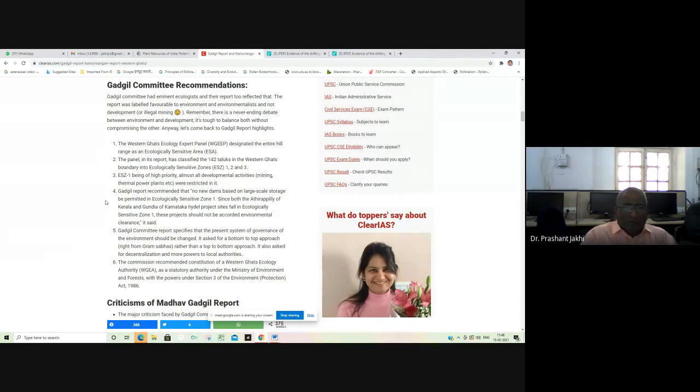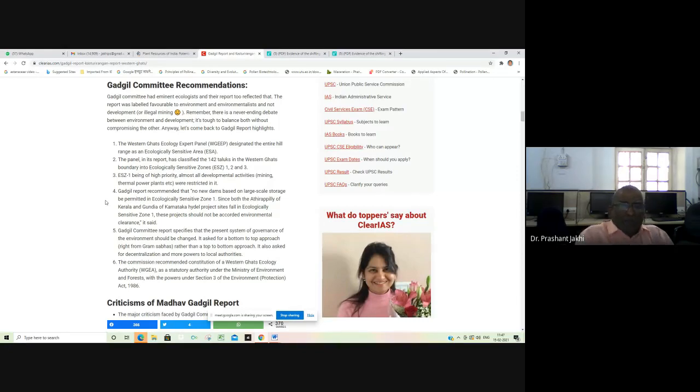Being of high priority, almost all developmental activities, specifically mining, thermal power plants, etc., were restricted in it because there is a danger of extinction of a large number of plants as well as animals from this area. And by considering this ecological threat, at least these activities related to mining and thermal power plants should be banned as per the Gadgil committee report. I think you might know that a large quantity of bauxite is also available in this area.